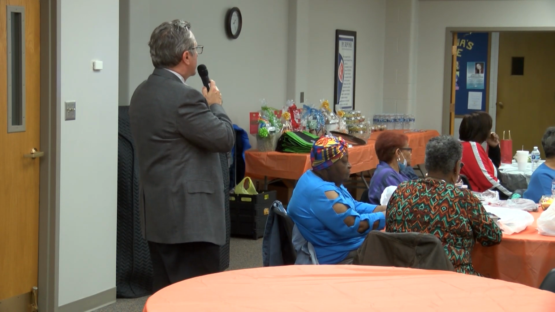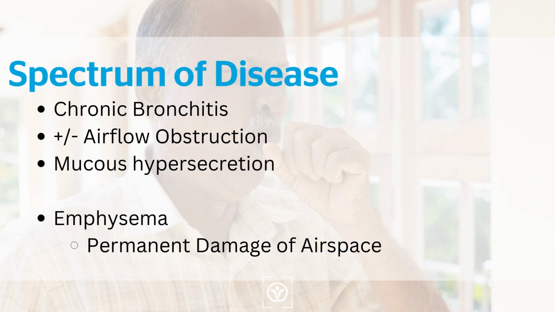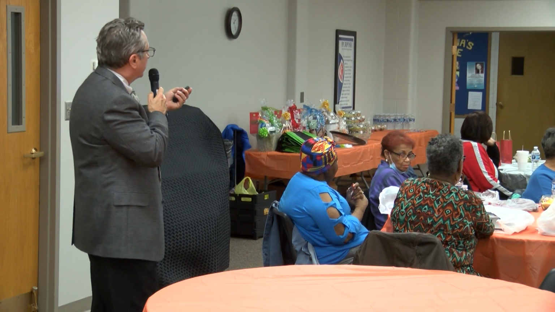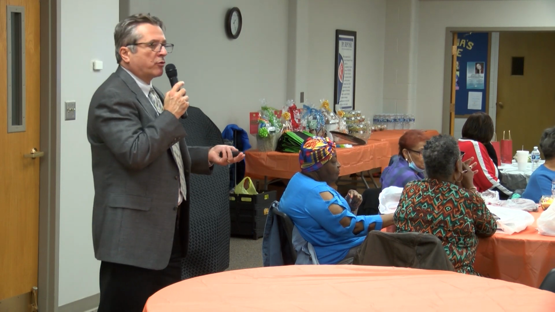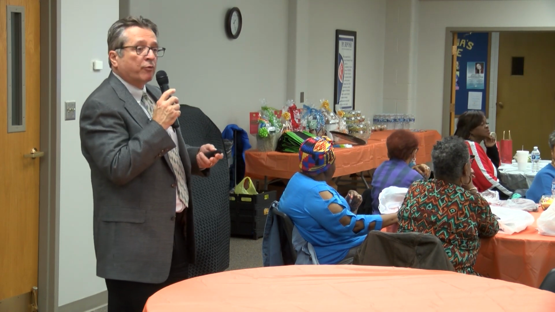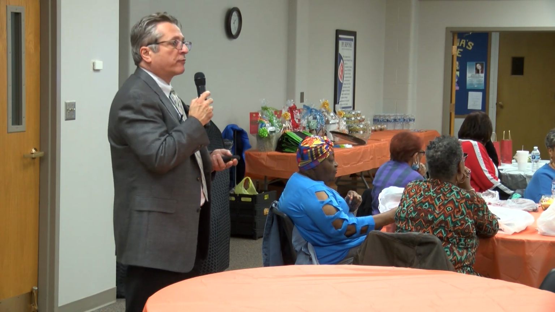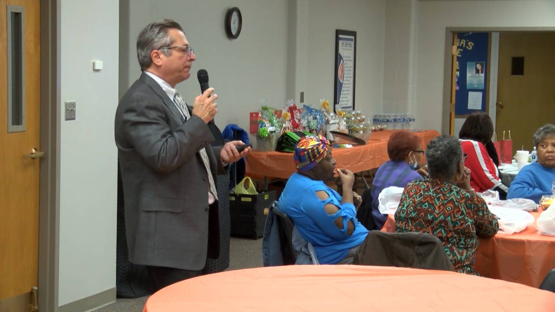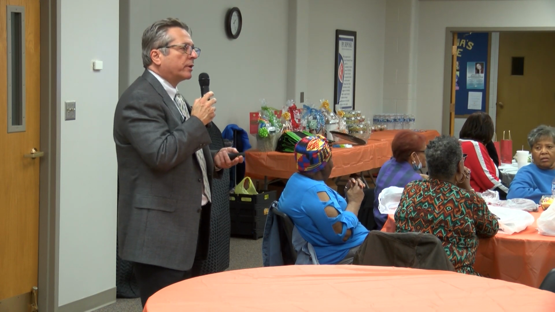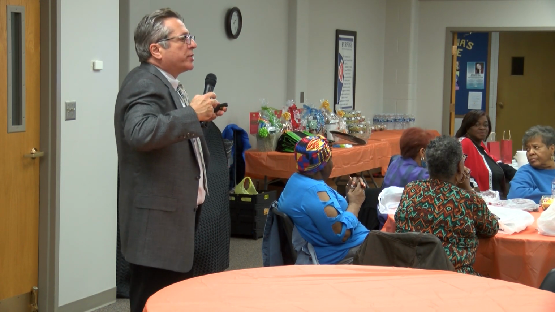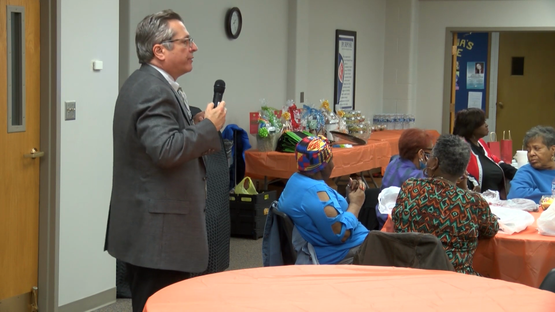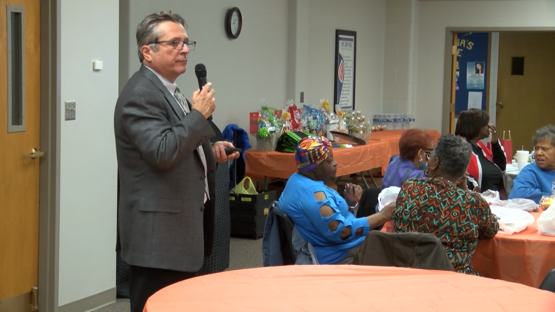So, it's a spectrum of disease, as we talked about. Chronic bronchitis has airflow obstruction and mucus hypersecretion. Emphysema has permanent damage to the air spaces. So what does that mean? It means that the air can't come out in chronic bronchitis and emphysema. In chronic bronchitis it can't come out because the airways are inflamed and there's a bunch of mucus. People who have chronic bronchitis are always big hawkers, right? That's chronic bronchitis. Emphysema are the guys with the big chests. They just can't breathe all the time.